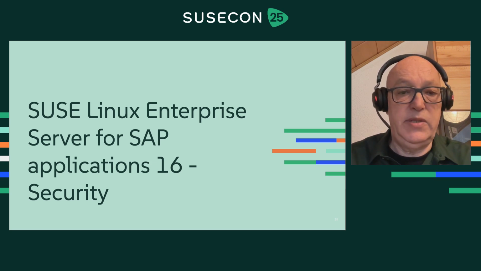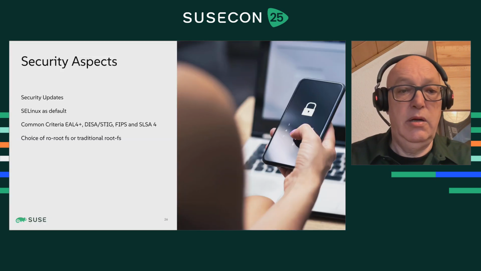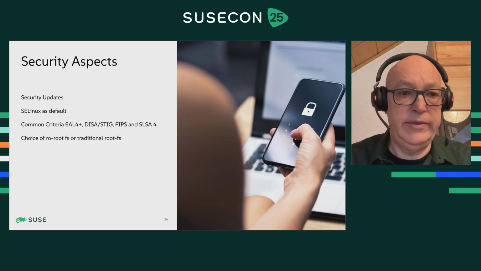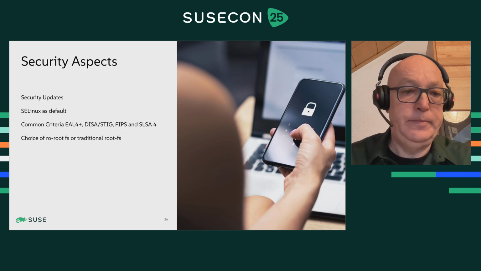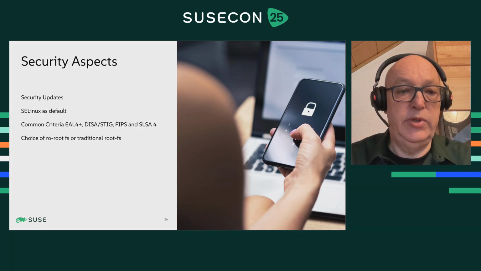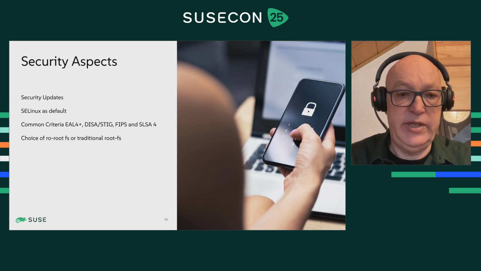One of the most important aspects in our times is the security question for SUSE Linux Enterprise Server for SAP Applications. We offer security updates, of course, we do that. We switched the security framework from AppArmor to SELinux, Security Enhanced Linux, as the default. And we also will certify our product according to common standards like Common Criteria, DISA STIG, FIPS, and so on. And we adhere to these standards in our production and deliver our code accordingly. You also will have the choice of having a read-only root file system or a traditional read-writable file system, minimizing the attack vector on the systems.